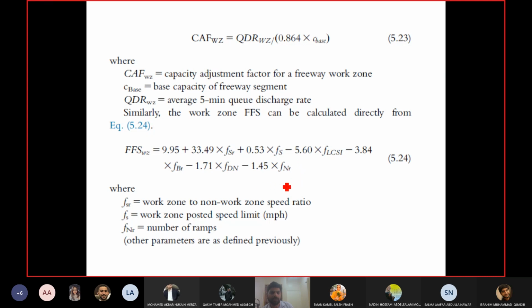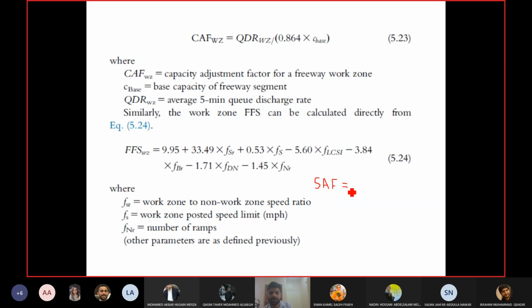Okay, and so this is the free flow speed in the work zone. And if you want to calculate the adjustment factor, then it will be the ratio of this over the base free flow speed, the free flow speed which we have calculated. If you want to calculate the speed adjustment factor for the work zone, I forgot to put the equation here.